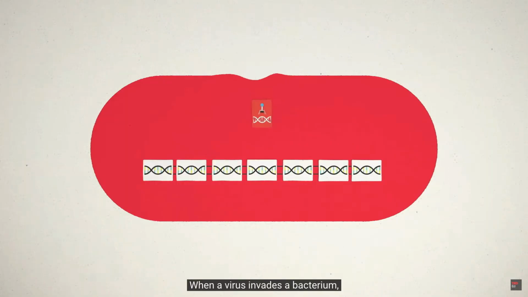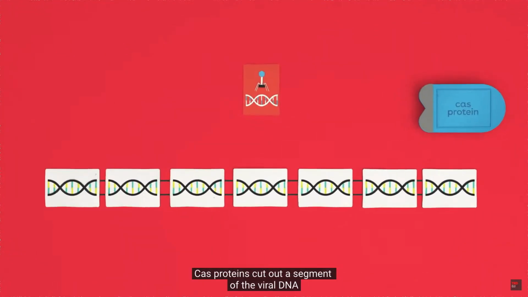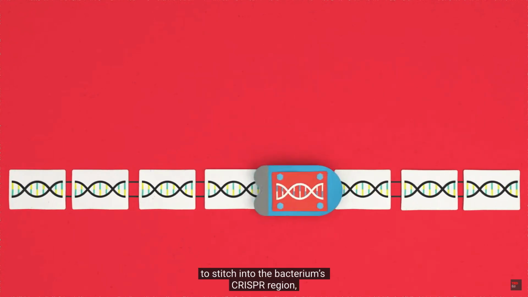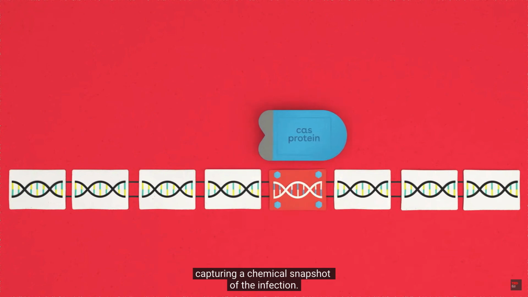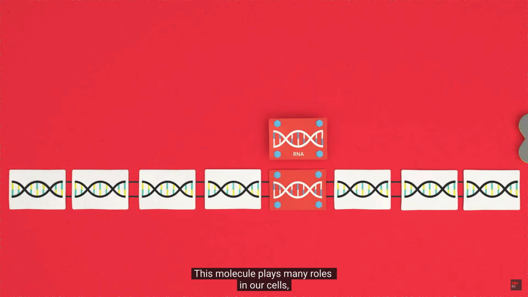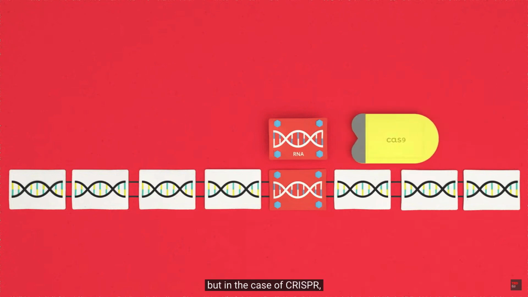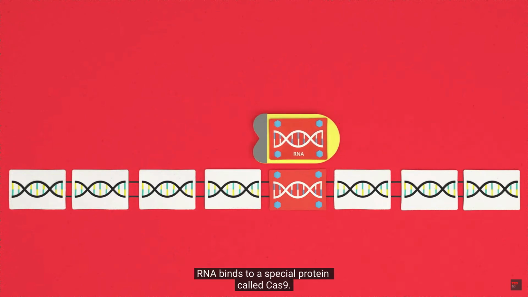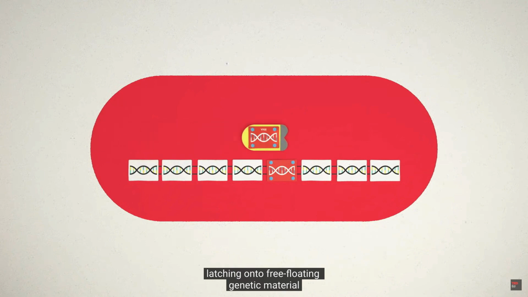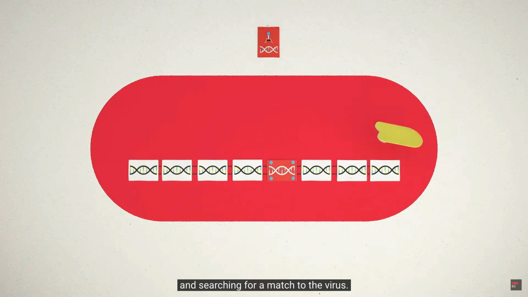When a virus invades a bacterium, Cas proteins cut out a segment of the viral DNA to stitch into the bacterium's CRISPR region, capturing a chemical snapshot of the infection. Those viral codes are then copied into short pieces of RNA. This molecule plays many roles in our cells, but in the case of CRISPR, RNA binds to a special protein called Cas9. The resulting complexes act like scouts, latching onto free-floating genetic material and searching for a match to the virus.